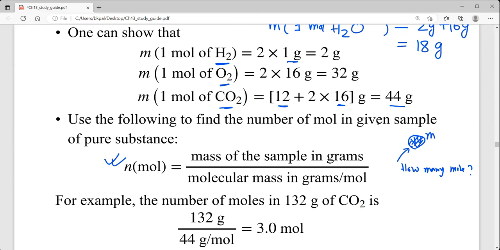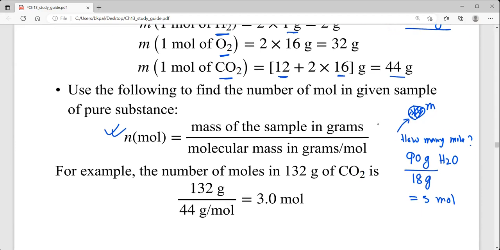For example, if you are given 90 gram of water and you want to know how many moles there are in 90 gram of water, you have to divide this by the mass of 1 mole of water molecule, which you know is equal to 18 gram. So 90 divided by 18 is 5. So in 90 gram of H2O there are 5 moles of water molecules.